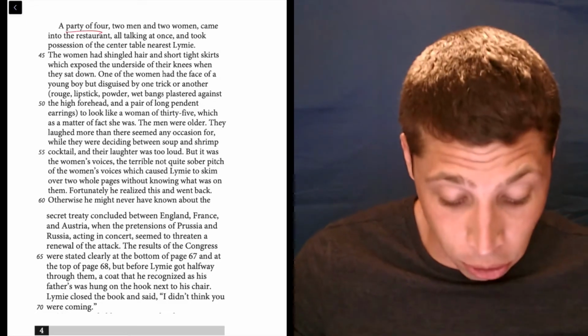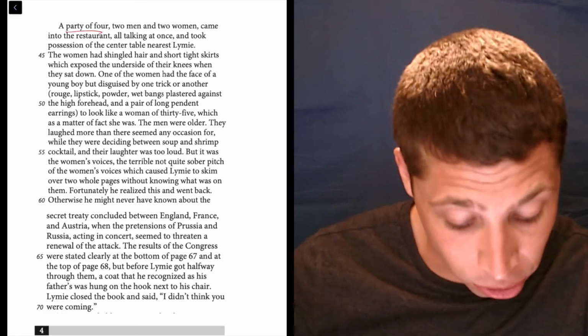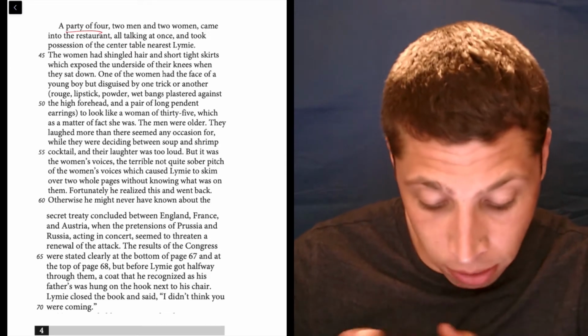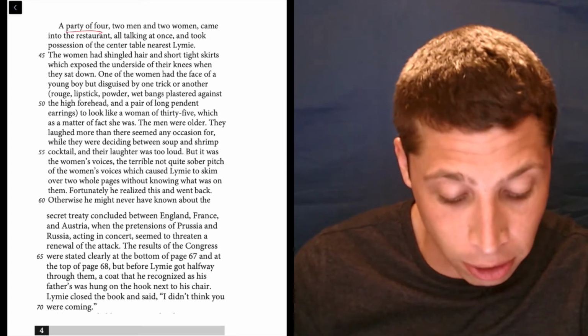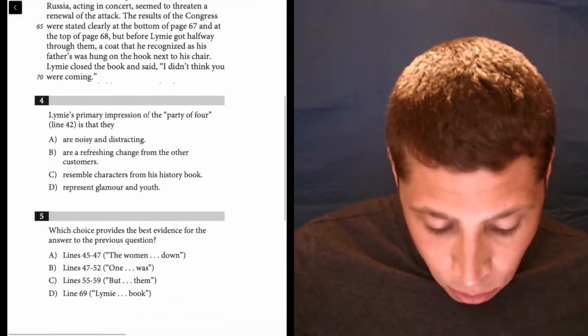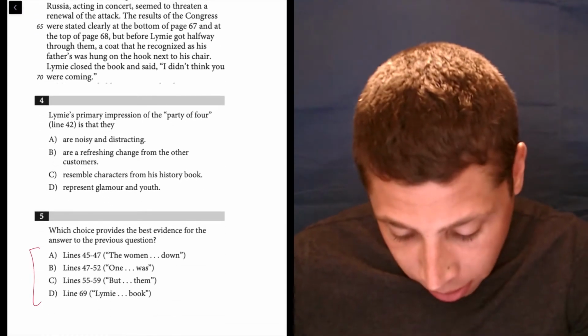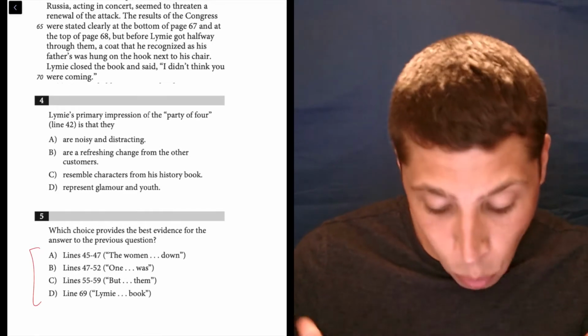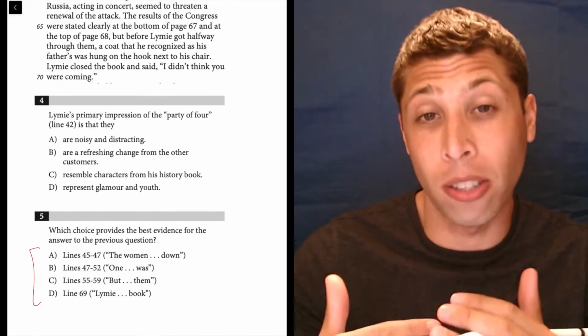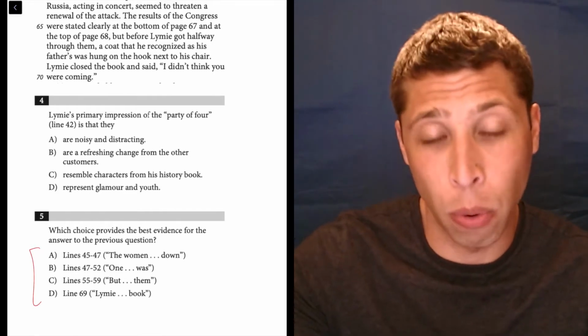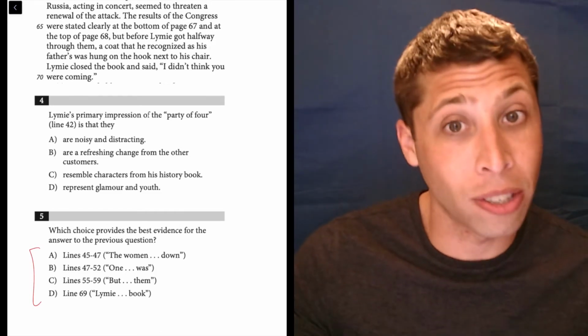So yes, I do still maybe want to read about this party of 4 that they're introducing, the 2 men and 2 women who came into the restaurant, all talking at once and took possession of the center table near Limey. That's important. But once I know that, I'm going to start probably going down to these line references in question number 5, because those are the ones that are supposed to support my answer number 4. So there's a connection between these 2 questions.